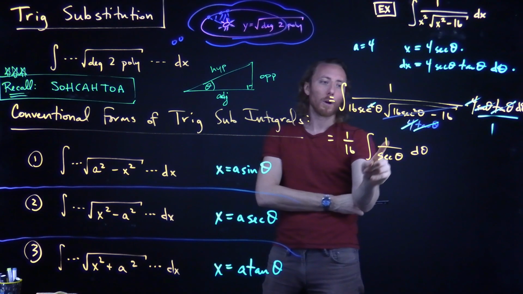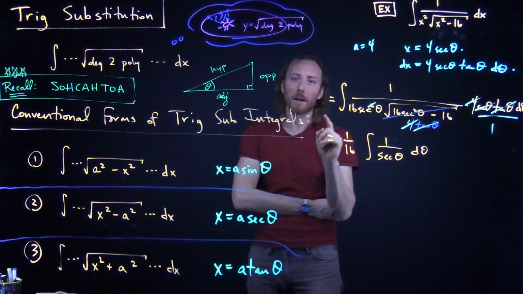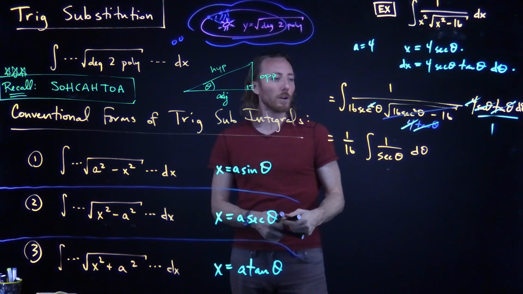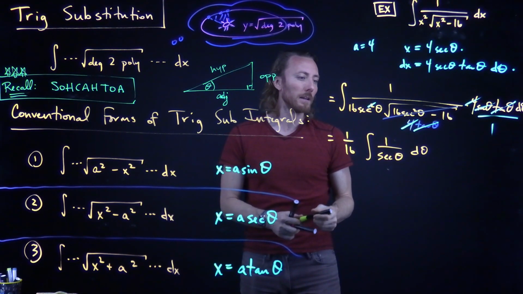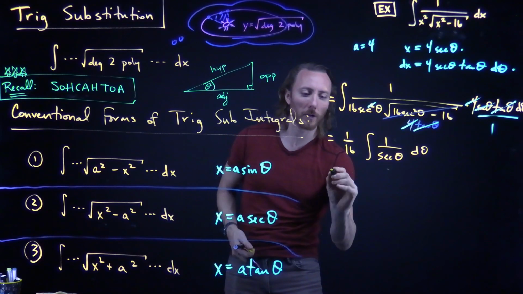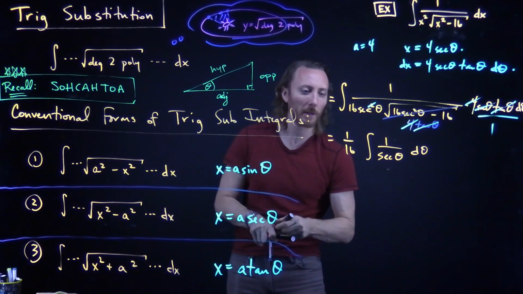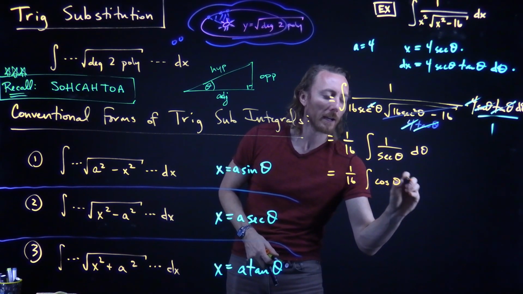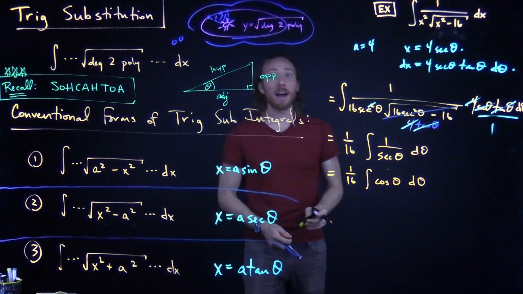But actually, 1 over secant theta is more complicated than it needs to be, right? 1 over secant theta is just cosine, because secant and cosine are reciprocals of one another. And so ultimately, what do we get here? We get 1 over 16 integral cosine theta d theta. And that is beautiful, right?